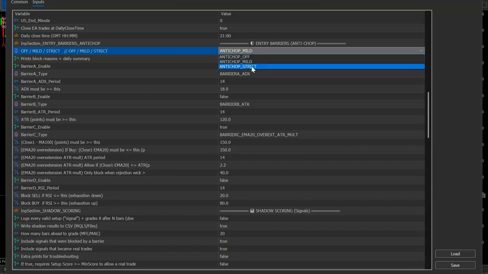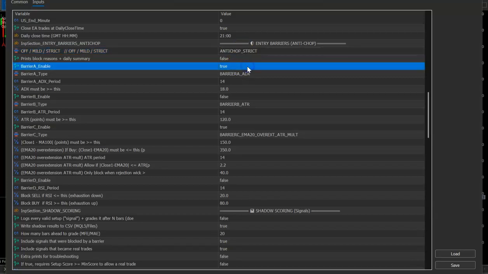We have mild and we have strict. So strict, personally I use strict on my own accounts because it's just better. I like to get in, get green and get out. Having it in strict takes the best trades and stops you from getting chopped out.